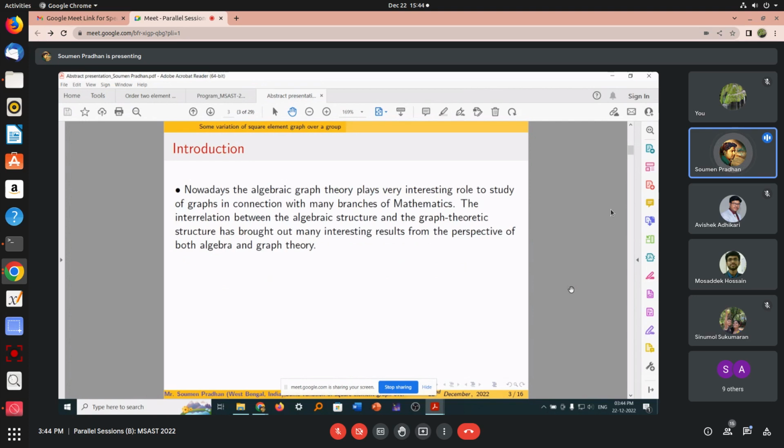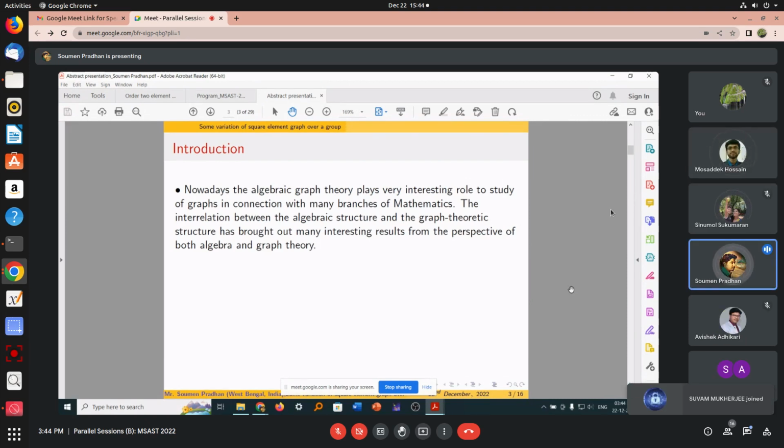First of all, we give some introduction about this paper. Nowadays, algebraic graph theory plays a very interesting role in the study of graphs in connection with many branches of mathematics. The interrelation between the algebraic structure and the graph theoretic structure has brought out many interesting results from the perspective of both algebra and graph theory.